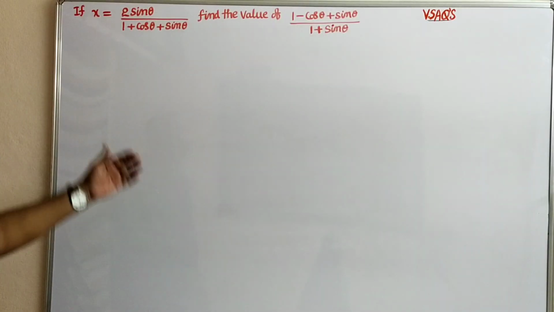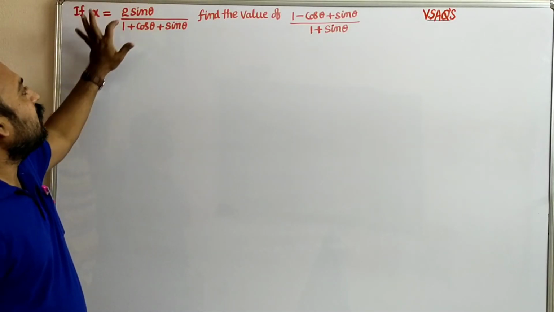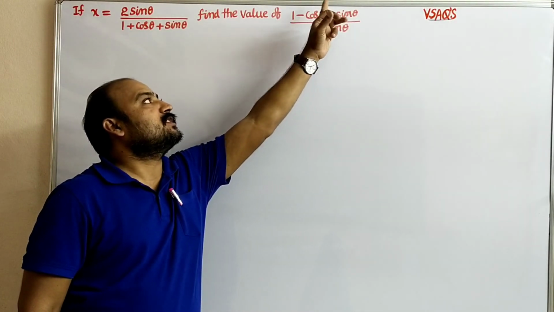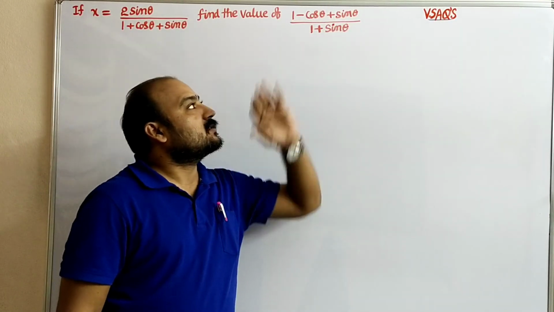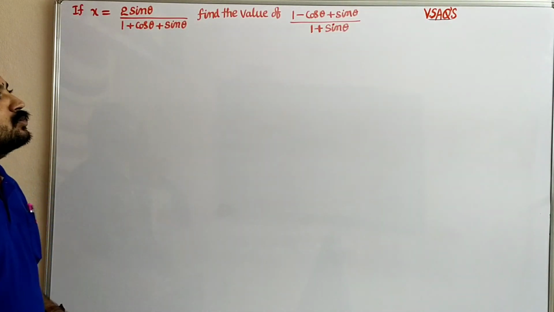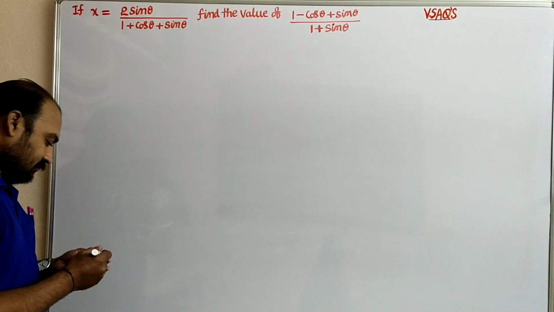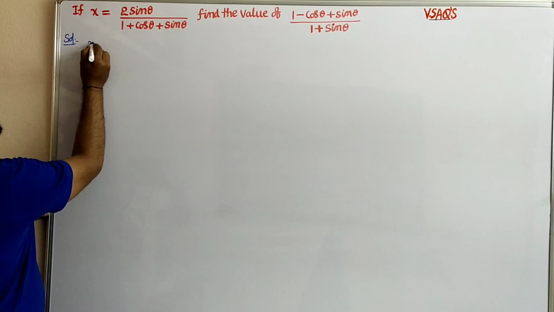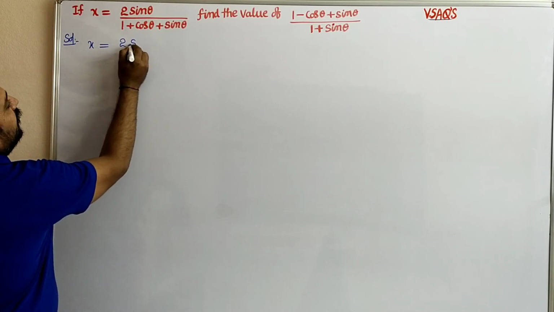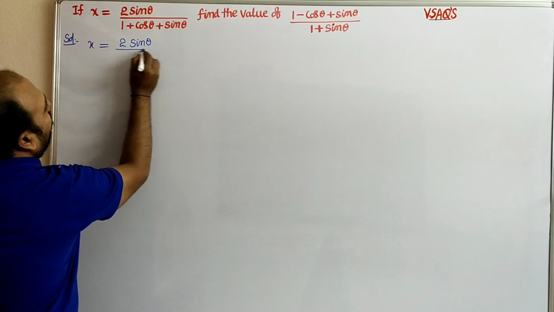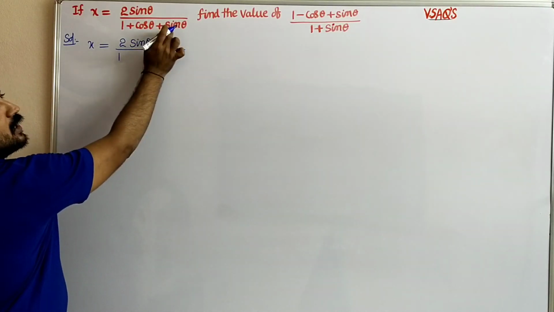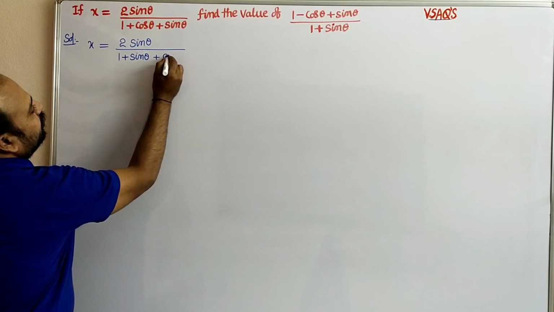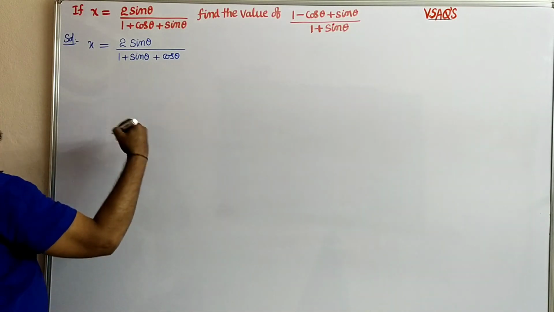The next question. If x is equal to 2 sin theta by 1 plus cos theta plus sin theta, find the value of 1 minus cos theta plus sin theta by 1 plus sin theta. They are asking to calculate. See here, x is equal to 2 sin theta divided by 1 plus, this can be written as 1 plus sin theta plus cos theta, you take. Anyway, the meaning cannot be changed, we are writing for our convenience.